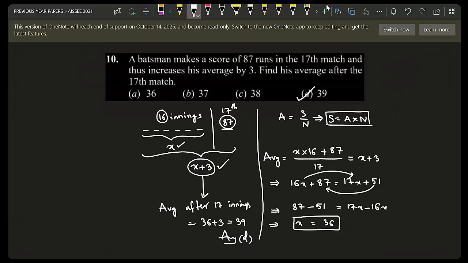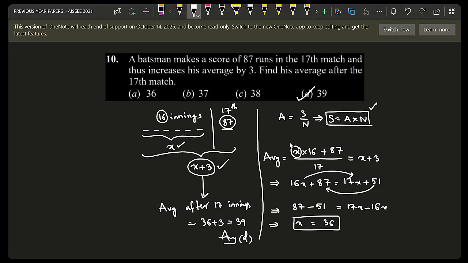See, I want to calculate the average in all the 17 innings. I know the 17th innings score, 87. But I don't know all the scores in the 16 innings. But I can find the sum of all the scores in 16 innings. What is the sum formula, Srihita? I have given the box also, the sum formula. Sir, sum is equal to average into number. Very good. In the 16 innings, what is his average?